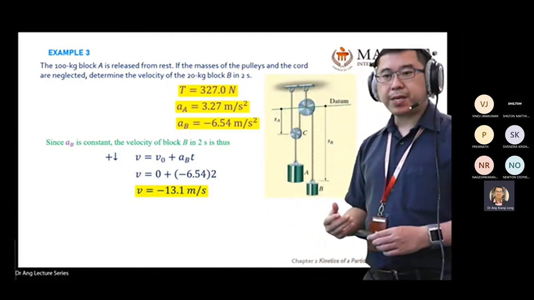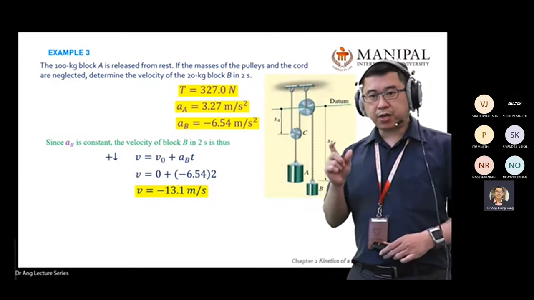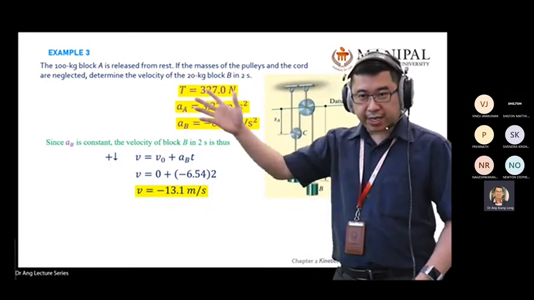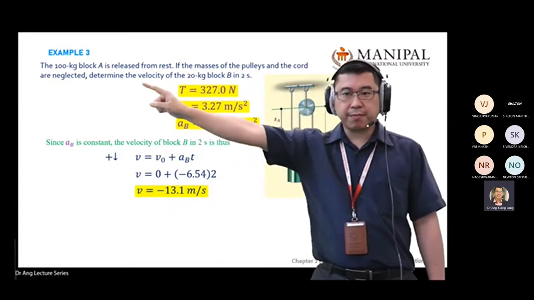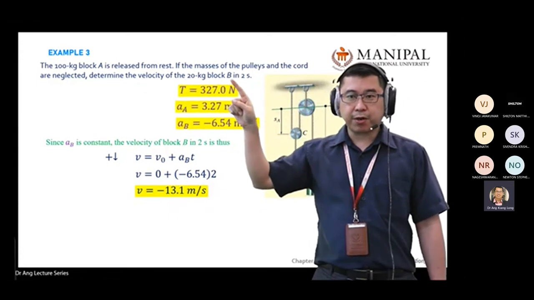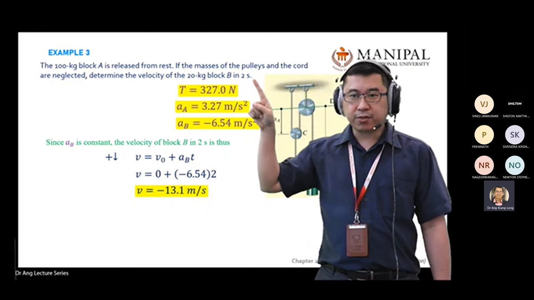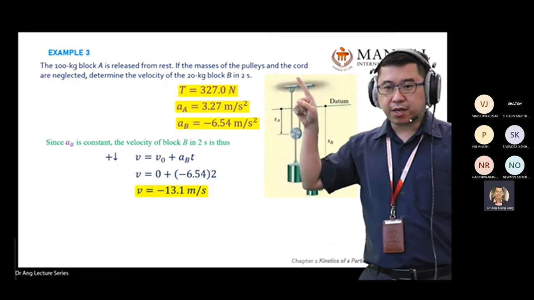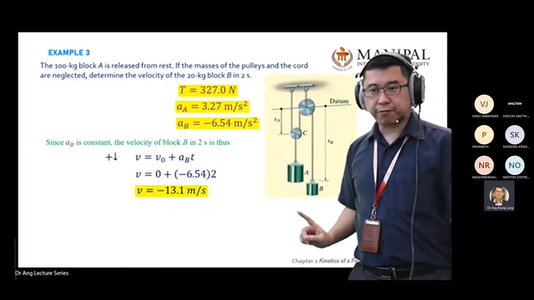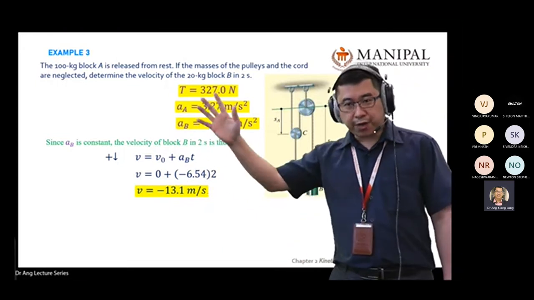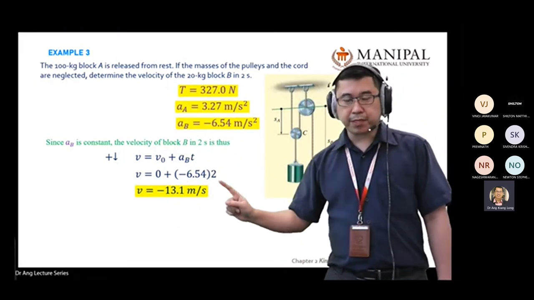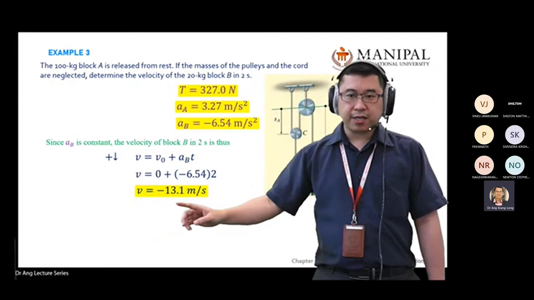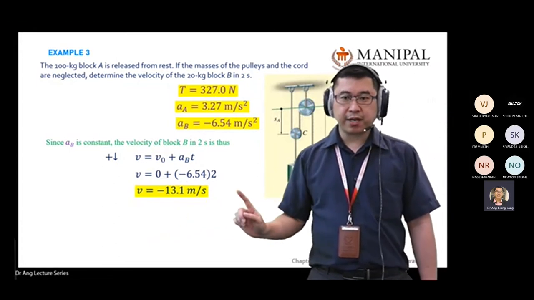In your coming test or final exam, you will see a question that will ask you, let's say I take this example, to determine the velocity of the 20 kilogram block B in 2 seconds. I will add this one further: explain the direction of object B with the answer. So after you find the answer, you get negative 13.1 meter per second. You need to add one more statement here: velocity of B is 13.1 moving up.